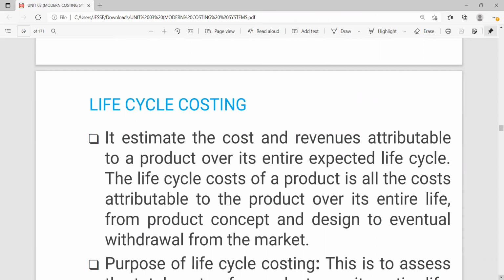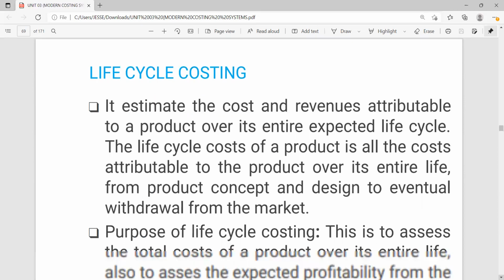So every product goes through a life cycle. What life cycle costing does is it estimates the cost of the product from the time the product is conceived and designed to the time it's even withdrawn from the market. So it's estimating the cost of the product over its entire life.